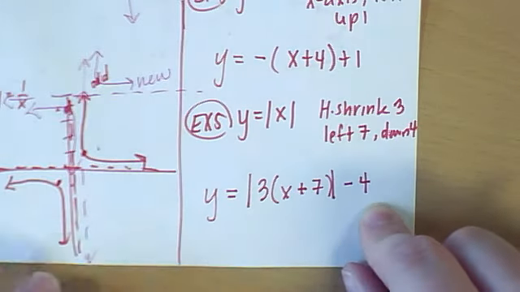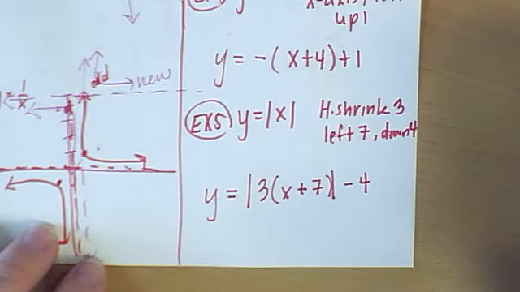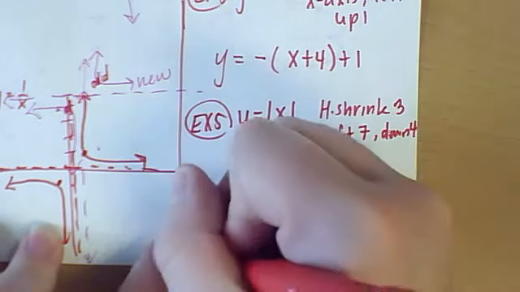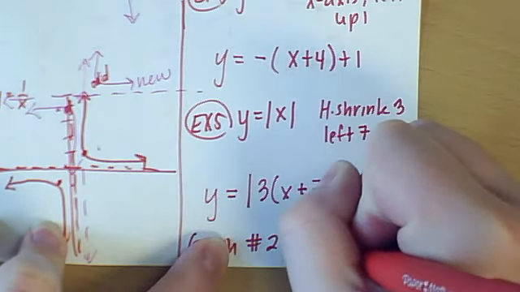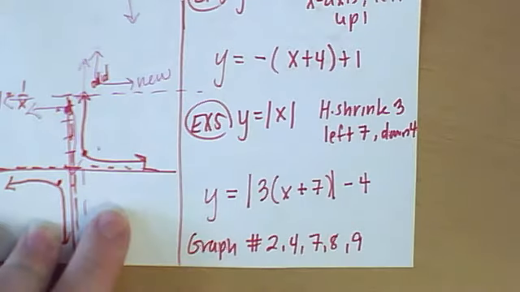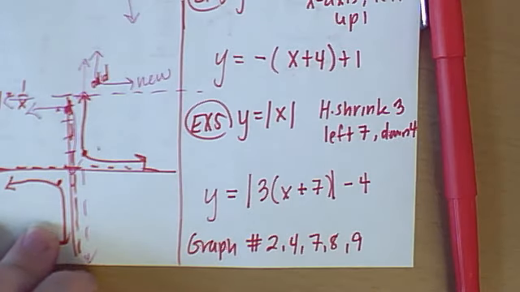So there's that. Your homework for this is a worksheet, and there are a couple ones that you need to graph. So remember, graph numbers 2, 4, 7, 8, and 9 on the back or on graph paper. Alright, good luck. Please, if you have questions, come see me in tutorials.